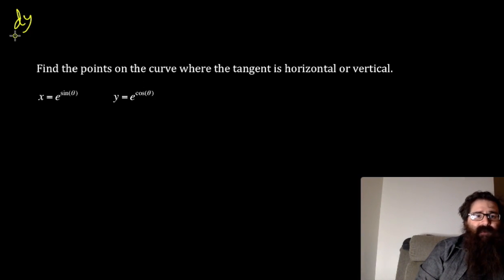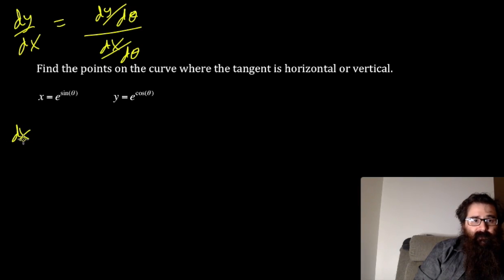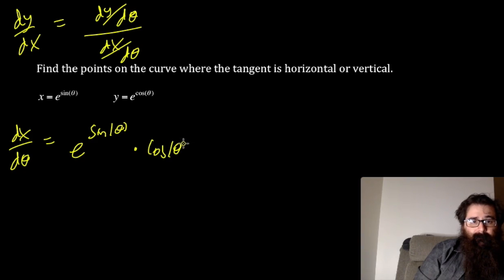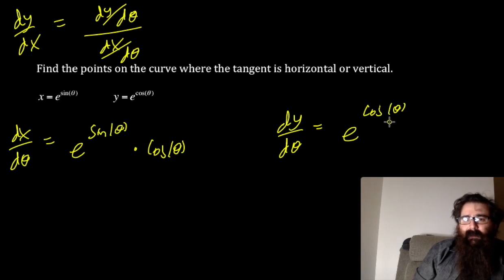So in this case, if I want dy/dx, I'm going to want dy/d theta divided by dx/d theta. Not so bad. I can find dx/d theta and dy/d theta. Here I just want a bit of chain rule. The derivative of e to the sine theta is e to the sine theta times the derivative of the exponent, which gives me cosine theta. And for dy/d theta, remember the derivative of e to the stuff is e to the stuff. That's my outer derivative, looks the same. But then I have to multiply by the derivative of my inner function. The derivative of cosine theta is negative sine theta.